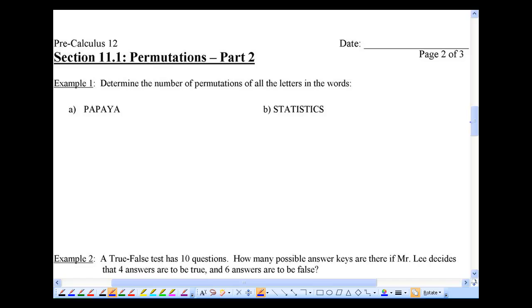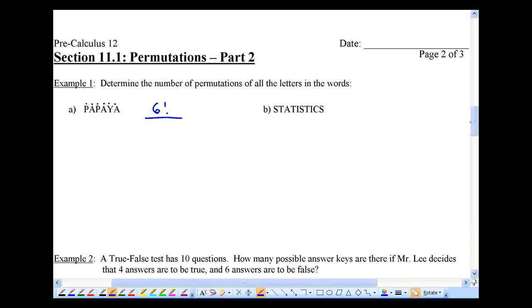Papaya. Notice the formula says to treat it like they're all different. So how many letters are there? 1, 2, 3, 4, 5, 6. 6 letters, right? So treat them like they're all different, so that's 6 factorial, but now we have to divide by the number of alike terms.